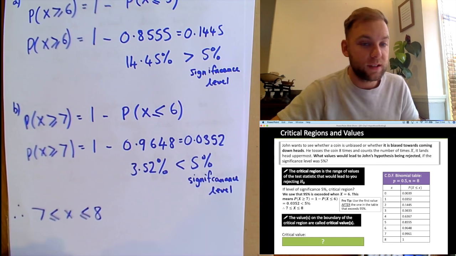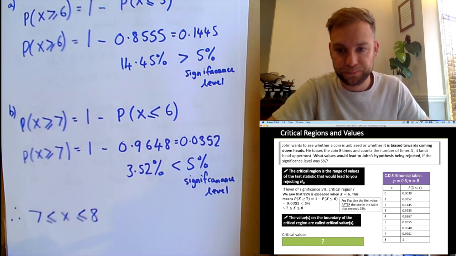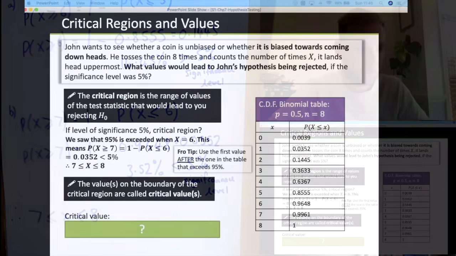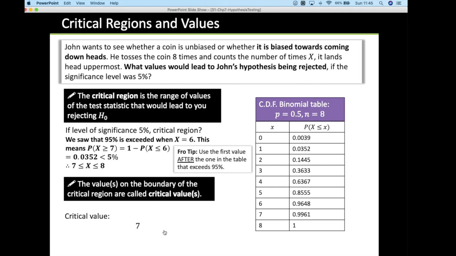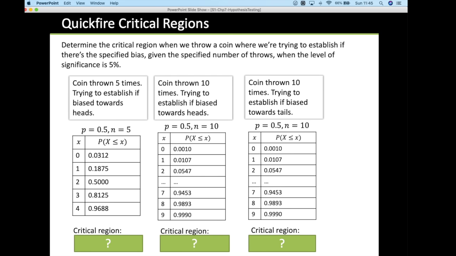So the critical values, I'll make this big again so you can see it. The values on the boundary of the critical region are called the critical values. So what is our critical value in this case? Well, I think that must be pretty obvious. Our critical value is equal to 7, which means that anything 7 or above is the tipping point here. So 7 or above means that the coin is biased. Okay. So we're going to have a look at this one here now.